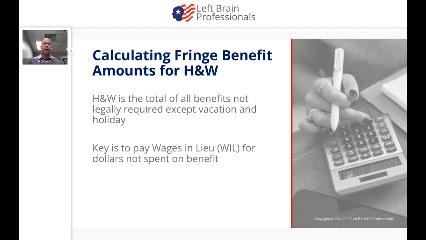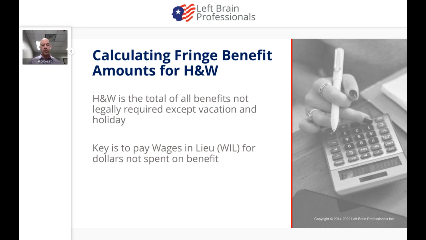When we're talking about calculating the fringe benefit amount for H&W, that's the health and welfare portion, it's the total of all benefits that are not legally required except vacation and holiday. And the key is to pay the wages in lieu for dollars that are not spent on the benefit. And so that's always an interesting thing that some companies run into.